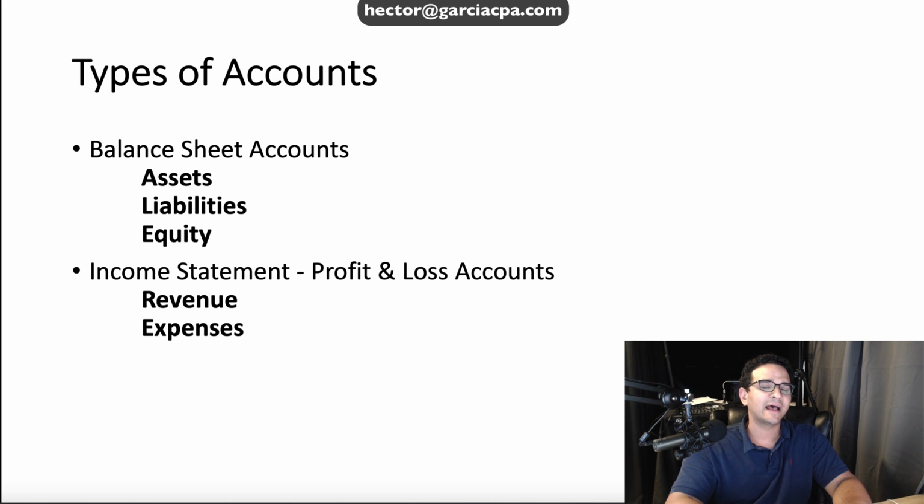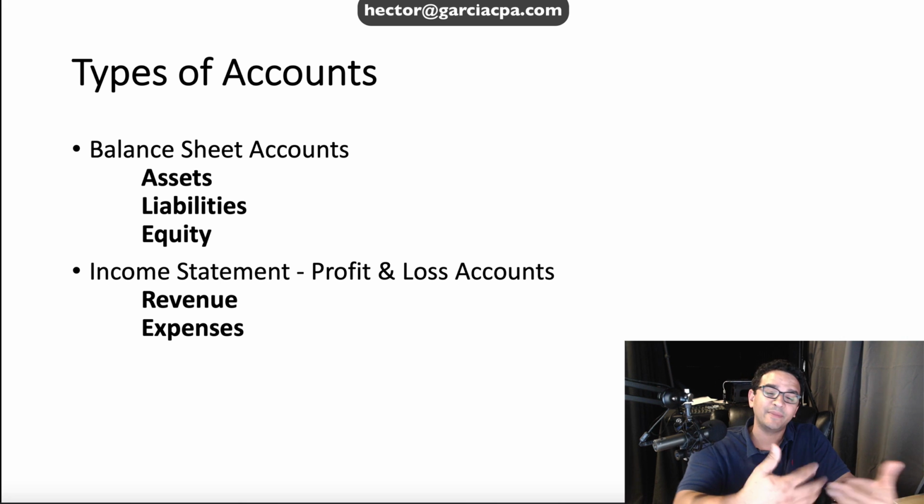Now, the balance sheet has three general high level major types of accounts. You can have an asset, which is what you own, liabilities, which is what you owe to third parties, and equity, which is the value of the business as it pertains to the owner's capital. So whatever the owners have invested in the business, or whatever portion of the business is owned by the owners, that's going to be illustrated in equity. Then we're going to have our income statement or our profit and loss accounts, which are going to be one of two: either an income account, a revenue account, or an expense account.